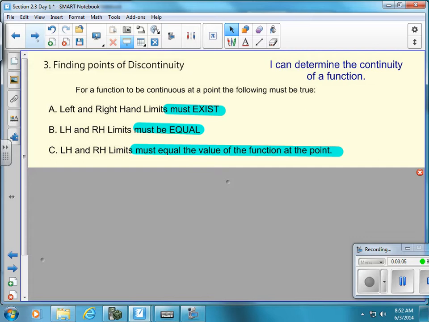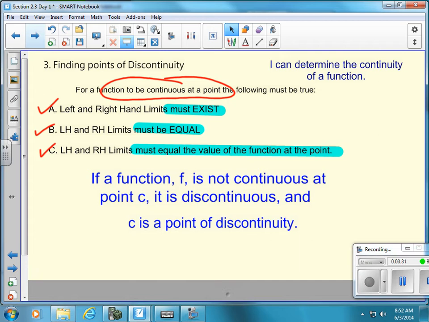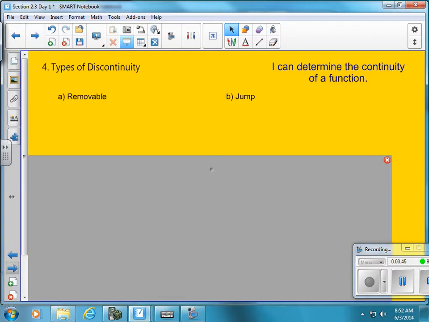Now, we're going to have to find points of discontinuity, or find points of continuity. And here are the requirements for a function to be continuous at a point. Number 1, left and right hand limits have to exist. Left and right hand limits have to be equal, and the left and right hand limits must equal the value of the function at the point. If a function f is not continuous at a point c, it's called discontinuous, and it's a point of discontinuity. Sounds a little bit redundant, but that's definitions.